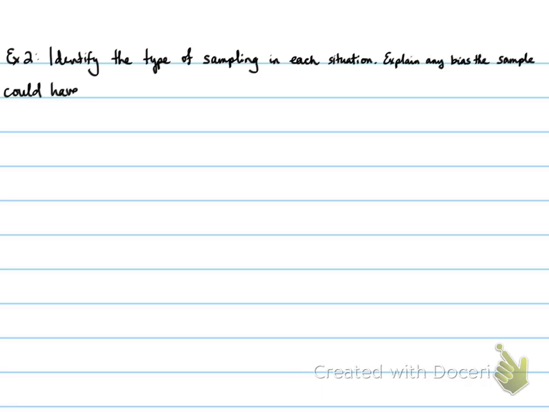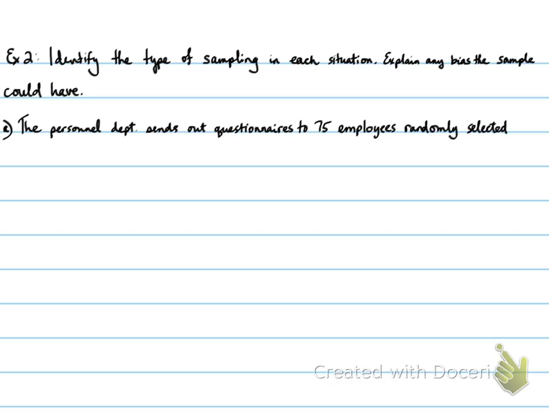Okay, moving on. Example 2. Identify the type of sampling in each situation and explain any bias that the sample could have. So, for example, the personnel department sends out questionnaires to 75 employees randomly selected from a list of everyone working for the company. So what kind of sampling is this? What kind are we looking at? So you take 75 employees and you randomly select them and you give it out to everyone.